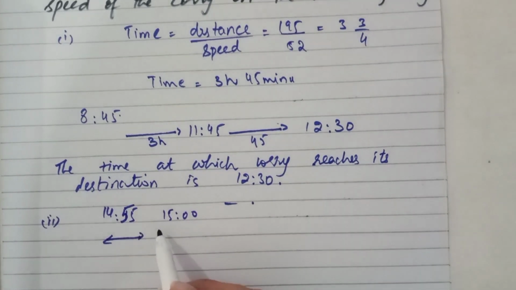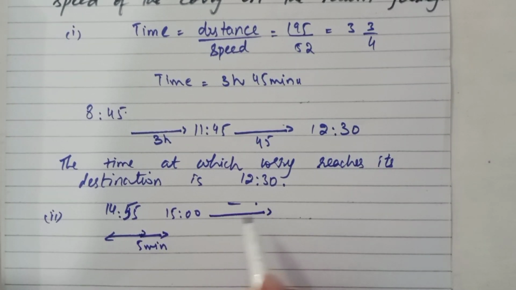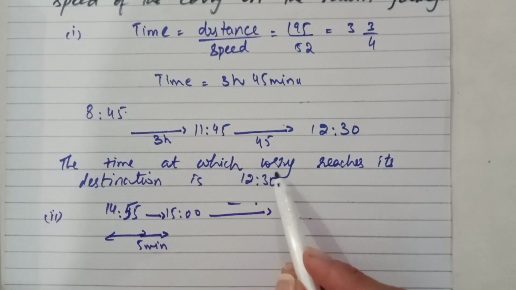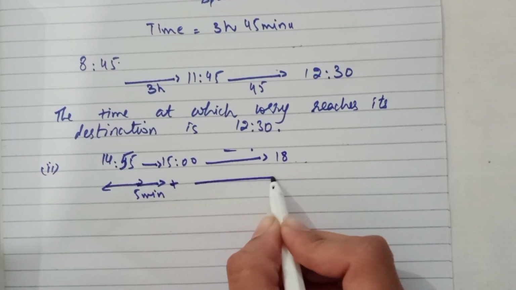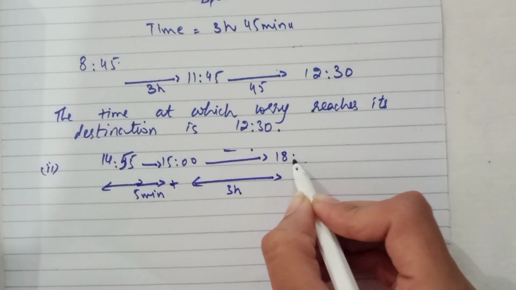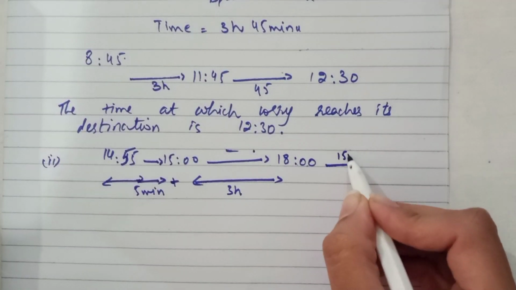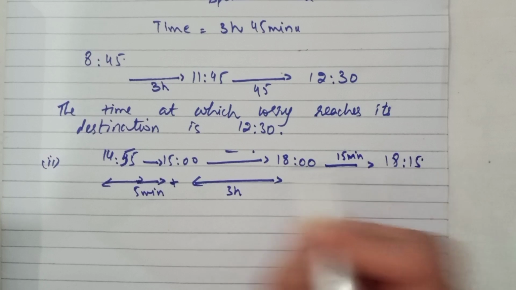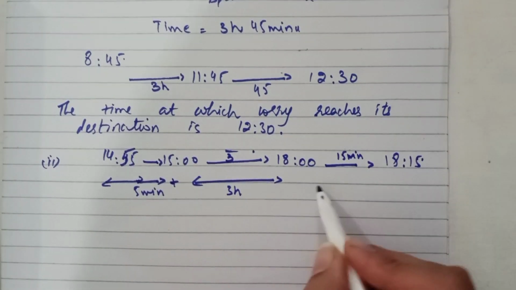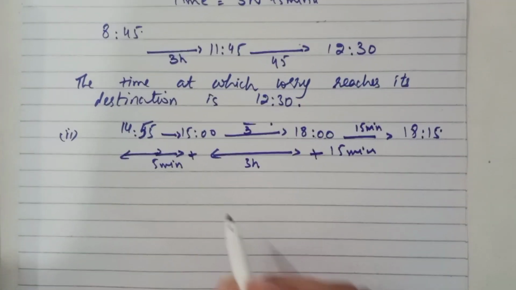The time is 14:55. After 5 minutes, the time will be 15:00. And then we have to move to 18:15: 16, 17, 18. That is 3 hours, and 15 minutes more, and that time is 18:15. That is 3 hours. Now we have to add this time: 5 minutes and 15 minutes, 3 hours and 20 minutes we get.